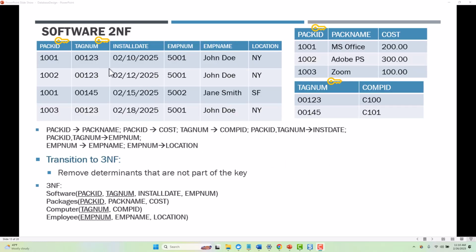So when we are here, we have our employee num, our employee name, and our location. Based off of our functional dependencies, we have our employee num determining our employee name, and our employee num determining our location. Those need to be removed into a separate entity, and we can see down here that we've moved it. And the key is going to be our employee num, and we're going to have the emp name and location within the employee table, and that gets removed from the software. The only thing that we have left in our software is our pack ID, tag num, install date, and the employee num. And at that point, once we take care of those last two functional dependencies and relocate them into a separate table, then everything is in 3NF, and we are good to go from a design perspective.